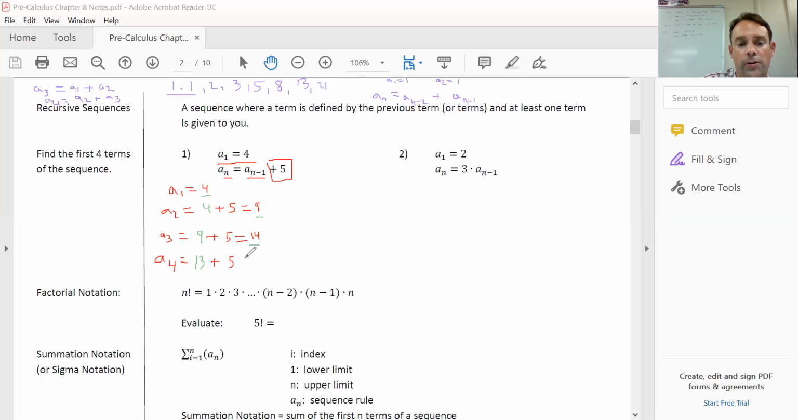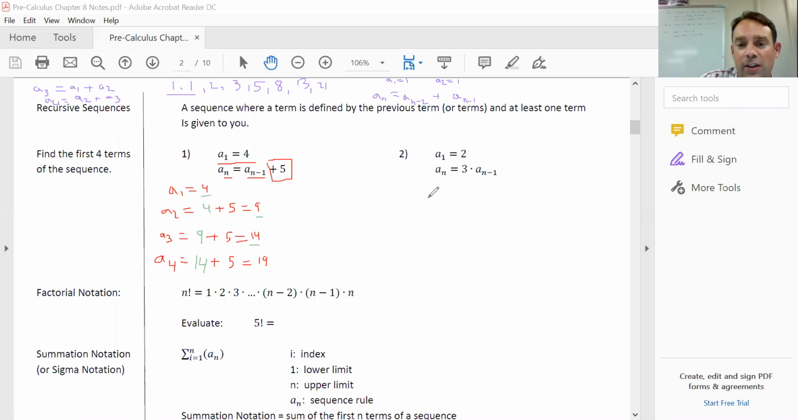So this is called a recursive rule. Oh, apparently I got 14 and I want to change that to 13. Let's just fix that real quick. A recursive rule. Friends, why don't you pause the video and see if you can do the recursive rule for the next sequence.